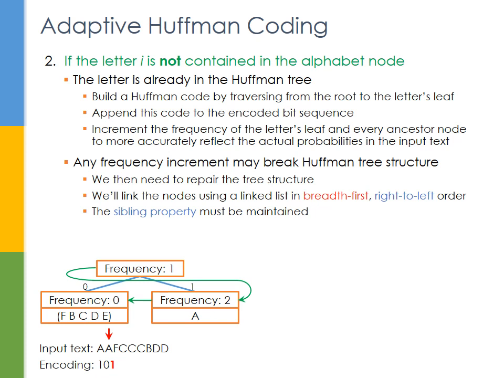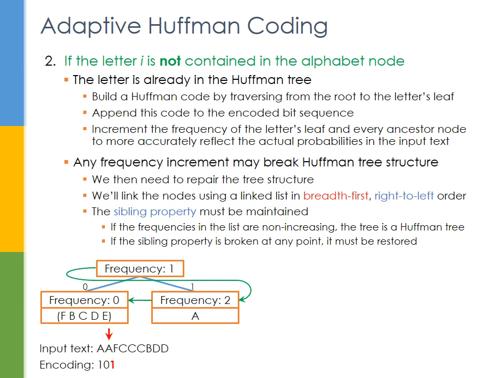So as we update frequency counts within our Huffman tree, we need to maintain what's referred to as the sibling property. Essentially, what the sibling property states is that if the frequencies in the list are non-increasing, then the tree is a correctly structured Huffman tree. However, if the sibling property is broken at any point, then it must be restored, and we'll speak in a moment about how this restoration of the Huffman tree structure actually needs to take place.